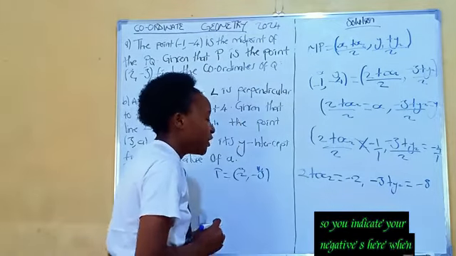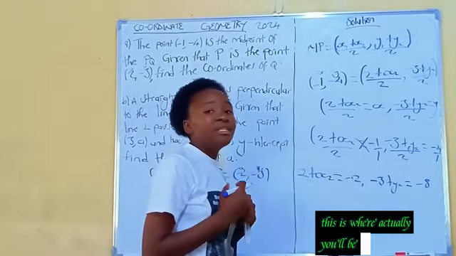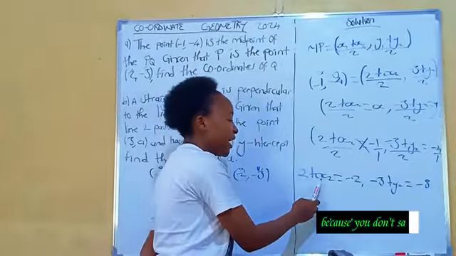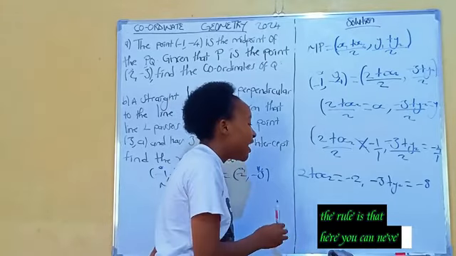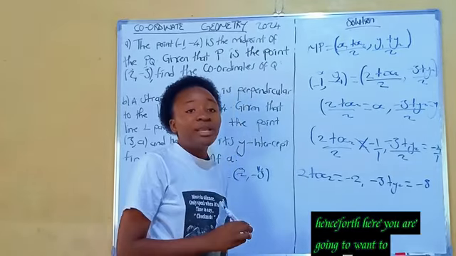When you reach this part, what are you supposed to do? Remember the rules now. This is where you'll be tempted to make a mistake. You go directly into adding because you know x has an invisible 1. No. The rule is that you can never add a coefficient with a variable. Henceforth, you are going to group like terms.